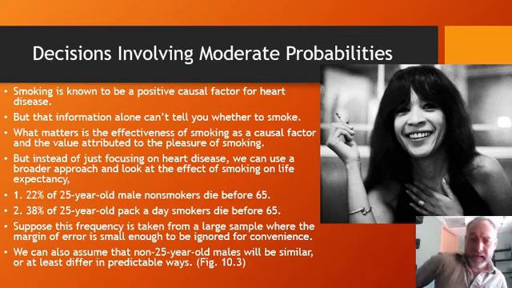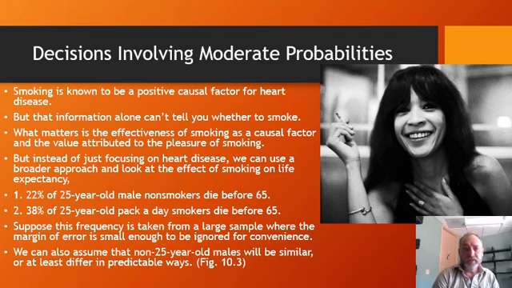Okay, one more example. So smoking, right? Smoking is known to be a positive causal factor for heart disease. But again, just because something is a positive causal factor, we've seen that doesn't determine how you should behave, right? You have to run a program for evaluating the decision. So do we smoke, given that information, is the question, right?